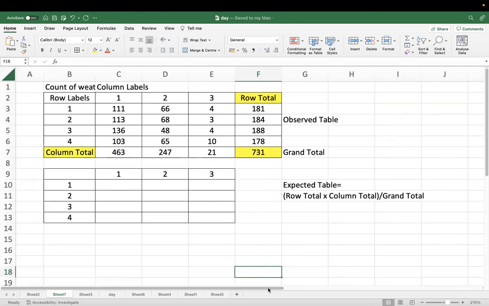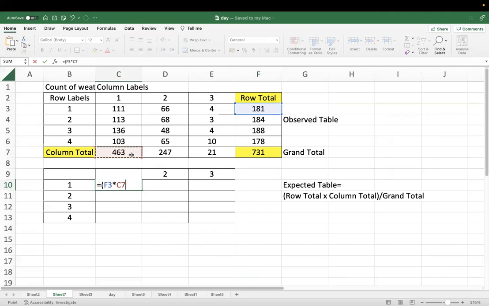All right. Now in the first cell: equals open bracket row total multiplied by column total close bracket divided by grand total. Now I am going to drag the formula vertically. If I am dragging vertically, the row total will change and the column total remains the same. So I'll fix the column total by pressing Fn plus F4. The grand total is also the same for all the cells, so I'll press Fn plus F4 for that too.